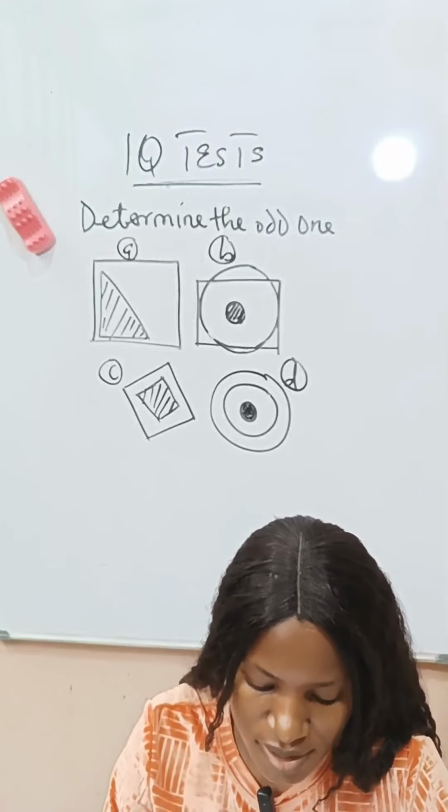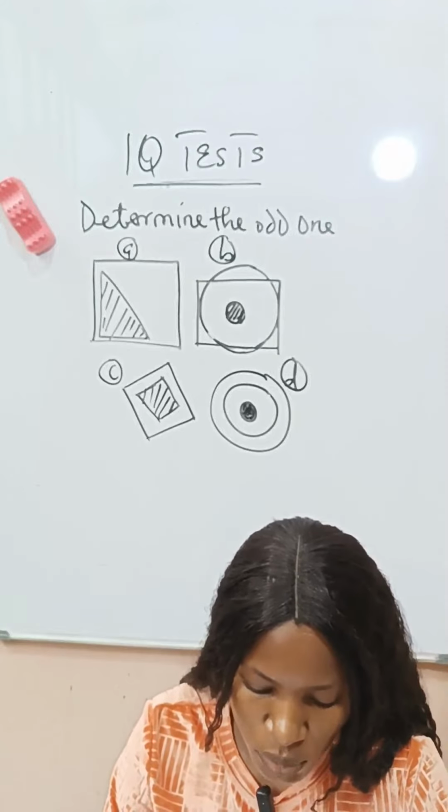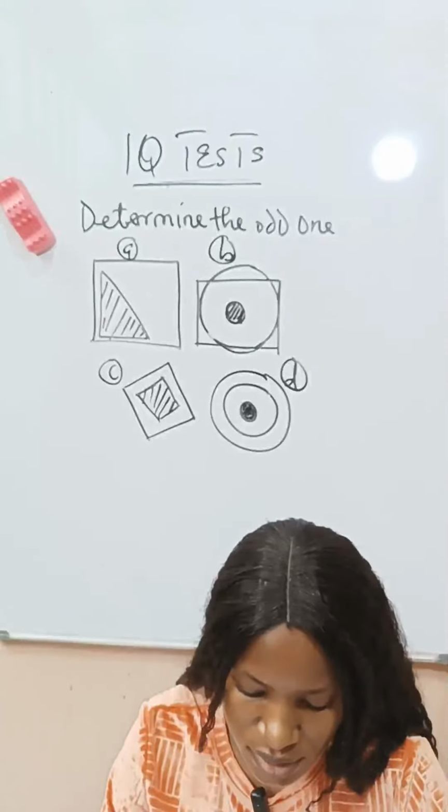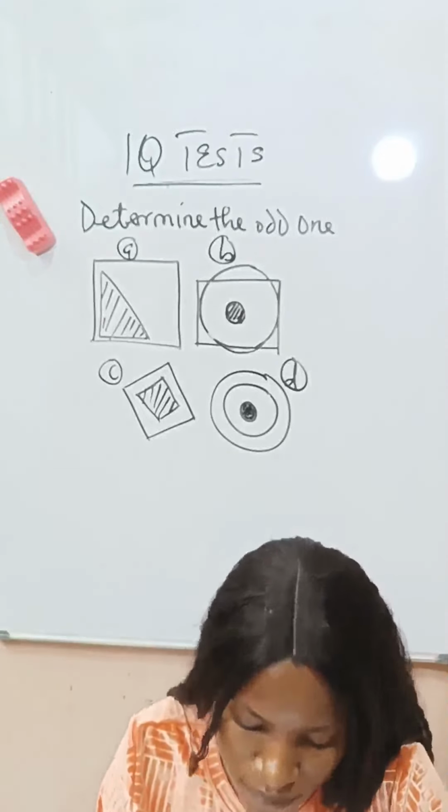Okay, 4 says it's D. Jugi is saying option B because it's the only diagram with an intersection of two figures.